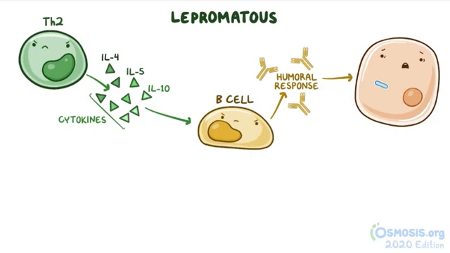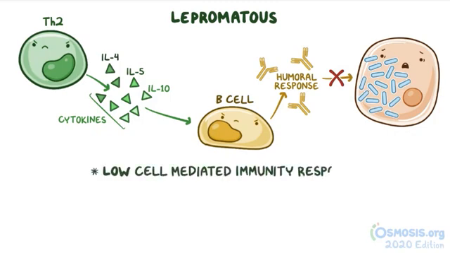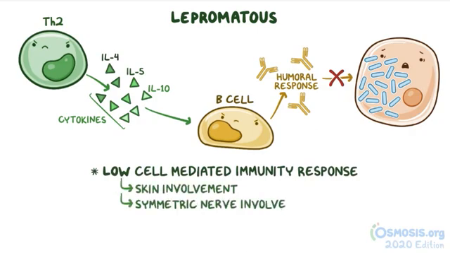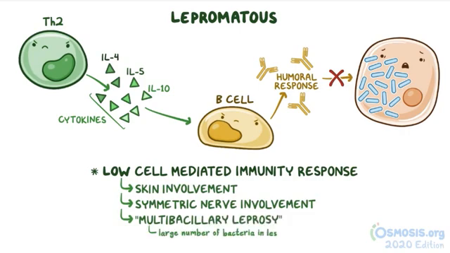Now, this response is not effective in killing intracellular pathogens like Mycobacterium leprae, that can escape humoral immune mechanisms and replicate inside macrophages. So the inefficient immune response seen in the lepromatous form is sometimes also called a low cell-mediated immunity response. This leads to extensive skin involvement and symmetric nerve involvement, and the lepromatous form is also called multibacillary leprosy, because of the large number of bacteria found in the lesions.